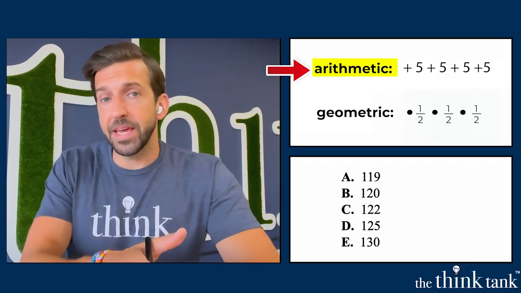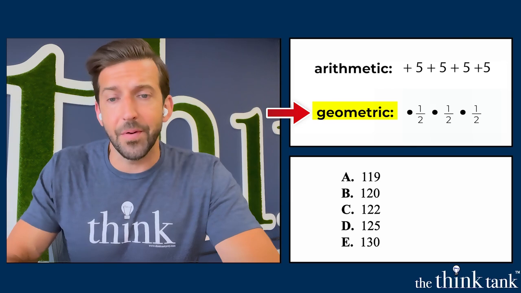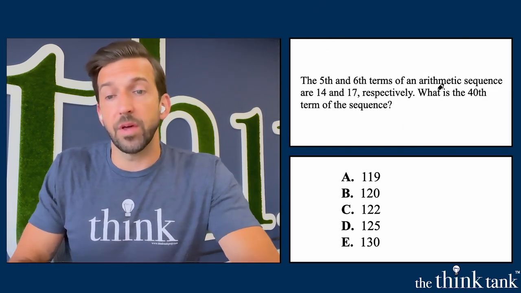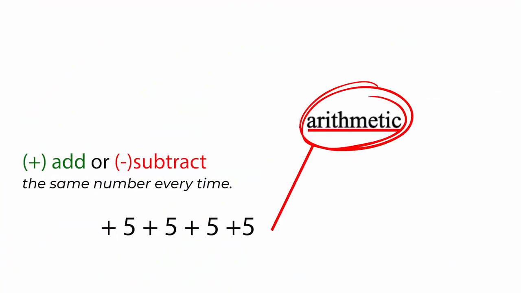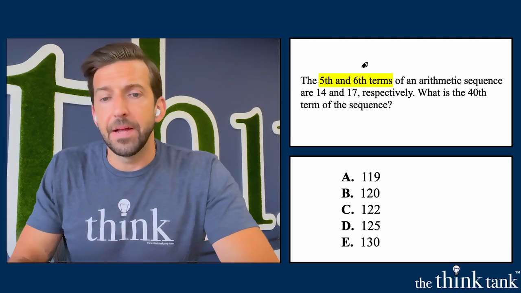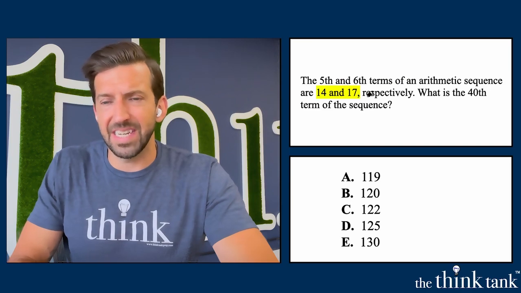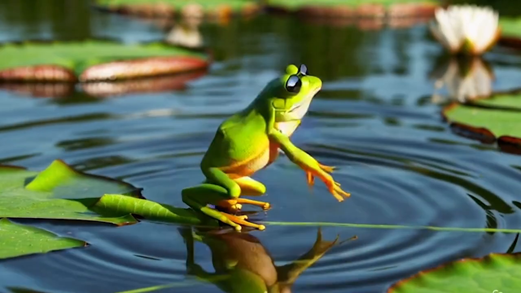Okay, so you need to know arithmetic, you need to know geometric. You need to know the difference. Those are the only two types of sequences you got to know. Well, they tell us in our case that we have an arithmetic sequence, which means that we are adding the same thing every time or subtracting the same thing every time, same difference. But the fifth and sixth terms of our arithmetic sequence are given, and those are 14 and 17, and they want the 40th term. So you might be thinking, well, do I need to know a formula?